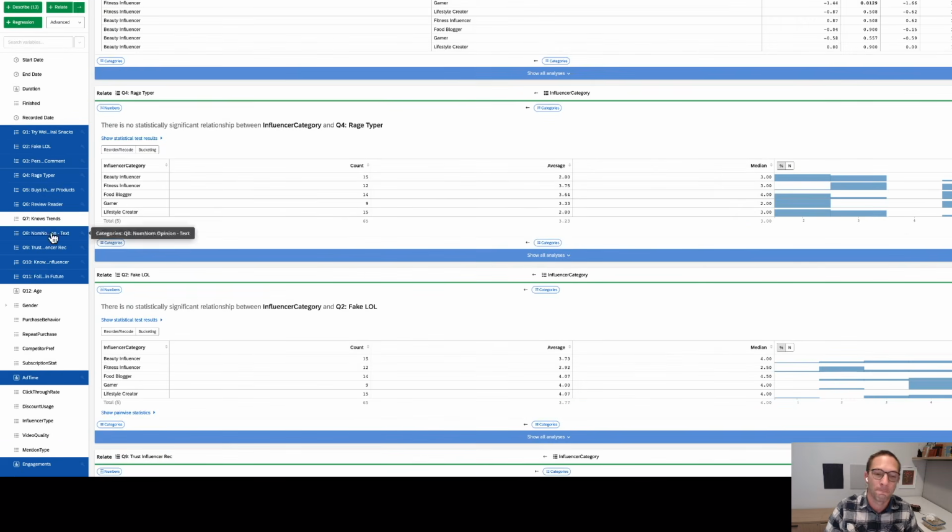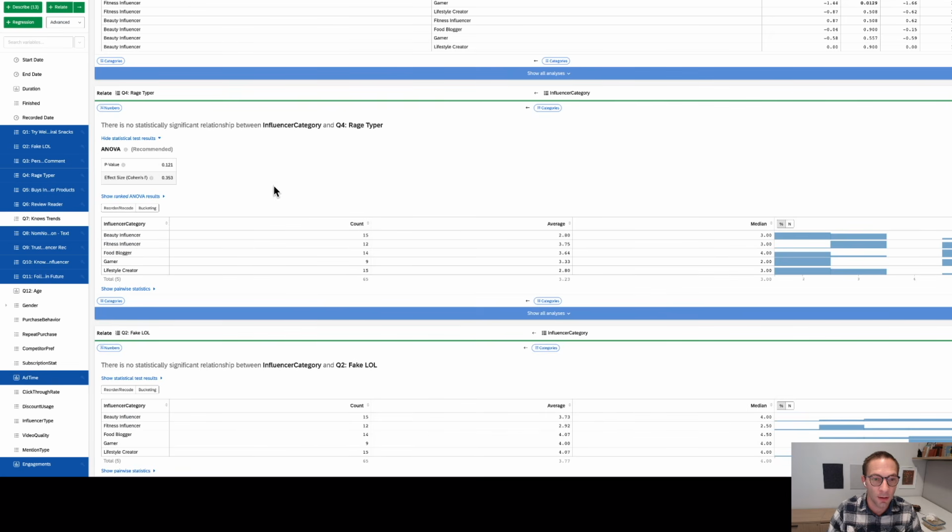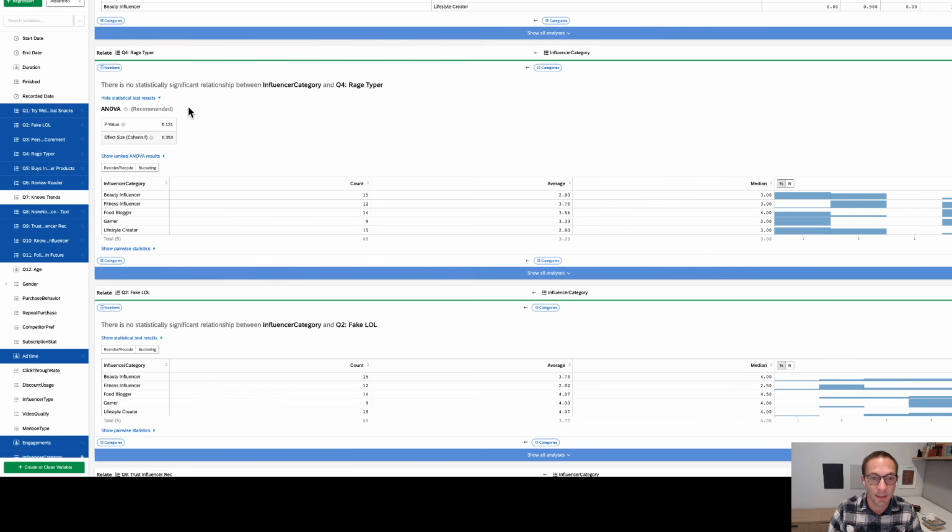Let's do another one. Here we're looking at whether influencer category predicts rage typer. Influencer category is our input, pointing at our output, rage typer. Now, this is saying there's no significant relationship. Let's look at the p-value. The p-value is 0.1, so this is not significant. It's above 0.1, so it's not marginally significant.